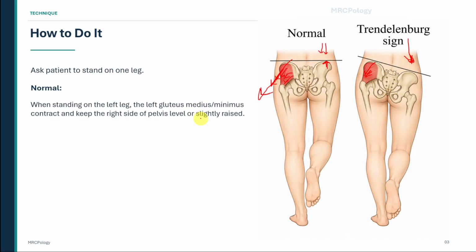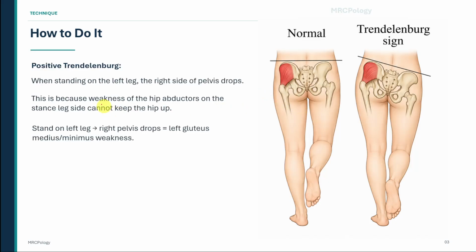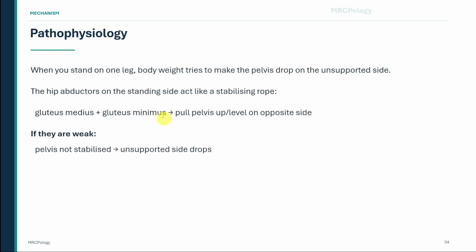The biomechanics are simple. Body weight tends to drop the unsupported hemipelvis. The stance side abductors act like a stabilizing cable. Strong abductors level pelvis. Weak abductors, pelvic drop. Clinically, this solidifies the weakness you may already have suspected from gait and power testing. It converts an isolated power finding into a visible functional sign. The causes should be interpreted in context.